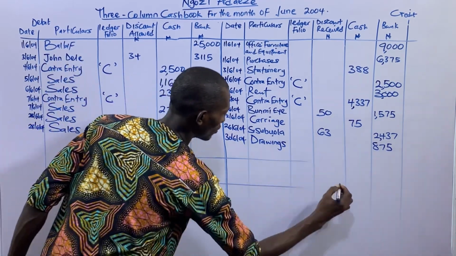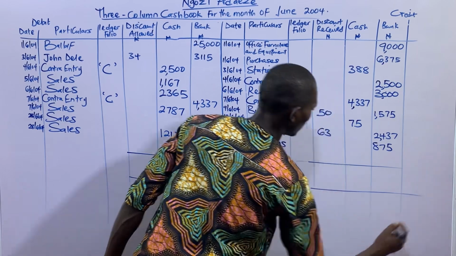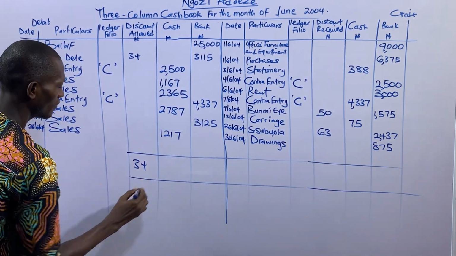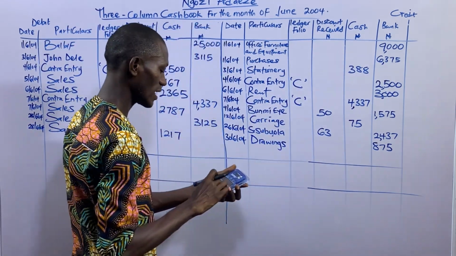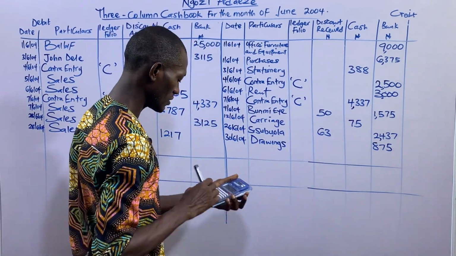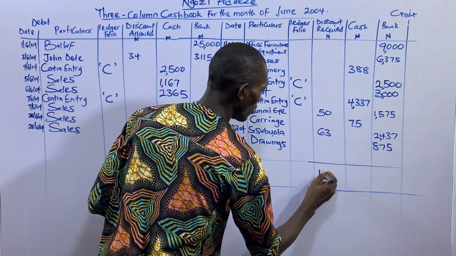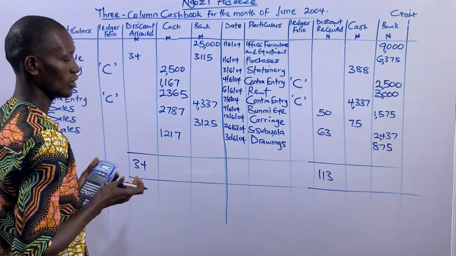So for discounts allowed, the total is 34. And for discounts received, the total is 63 plus 50, that gives us 113. So that's what we have.